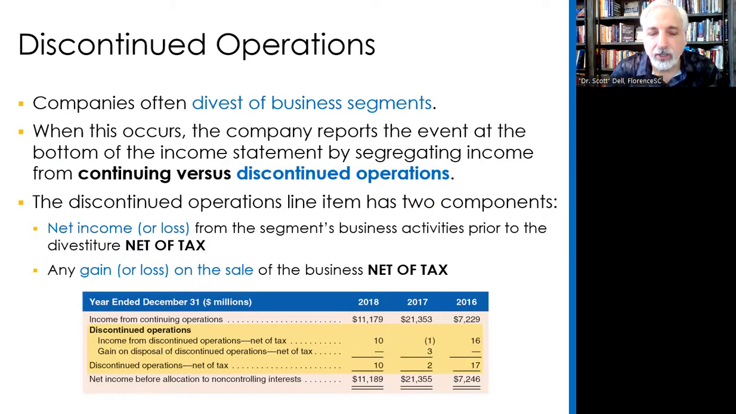Let's talk about discontinued operations. So I have income from discontinued operations net of tax and gain or loss on disposal of operations net of tax. Again, this is below the line. This is stuff outside of operations because these are no longer part of your operations. So we can't include them above the line. So the company has to report continuing operations versus discontinued. Net of tax is what everybody's reported.